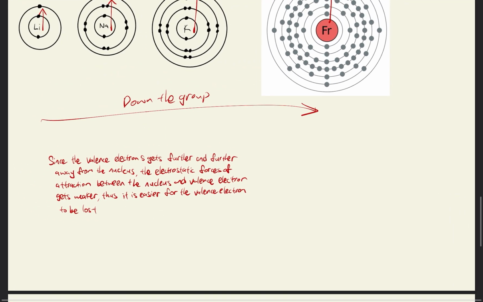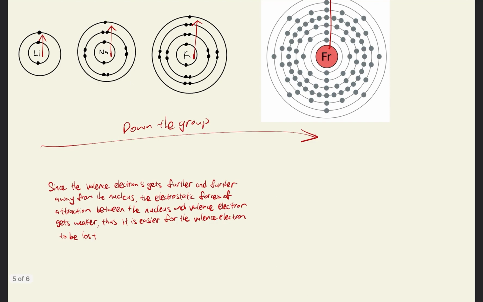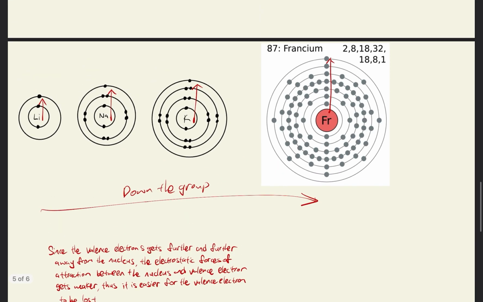Because of this, as we go down the group, it will be easier for the atom to lose its valence electrons. So if we compare sodium to francium, francium will lose its valence electron more easily.